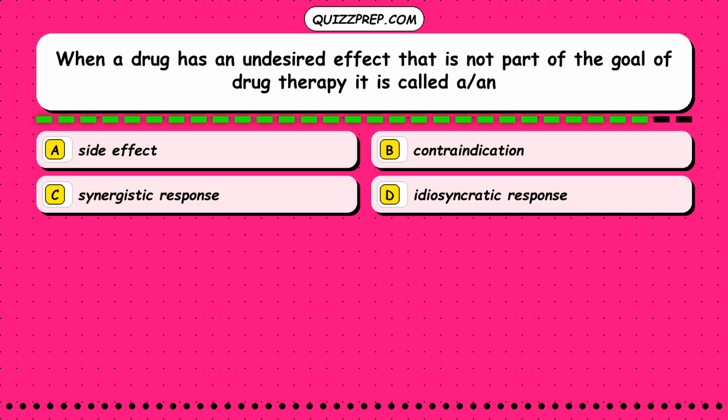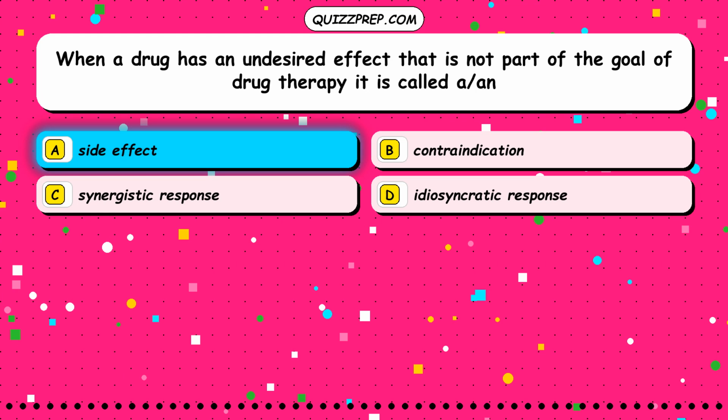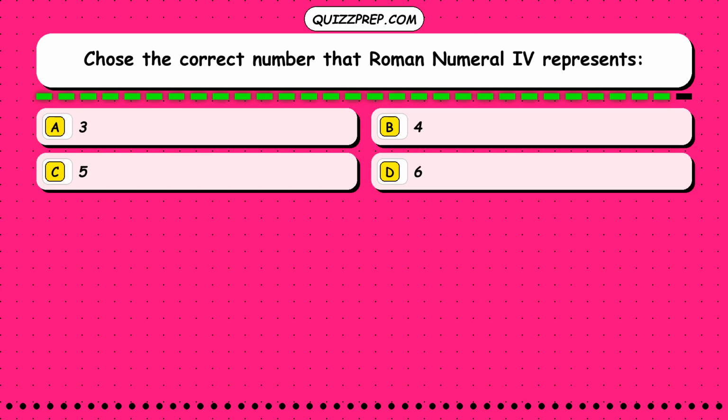Question 331. When a drug has an undesired effect that is not part of the goal of drug therapy, it is called a/an: Option A. Side effect. Option B. Contraindication. Option C. Synergistic response. Option D. Idiosyncratic response. The correct answer is option A. Side effect.